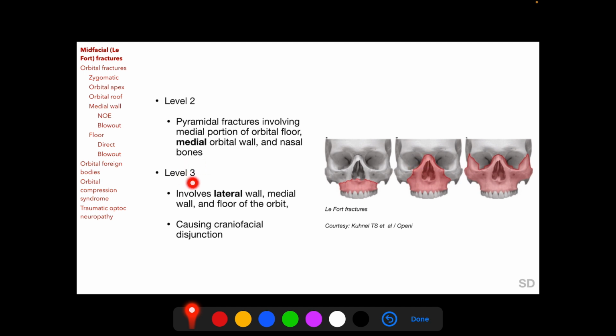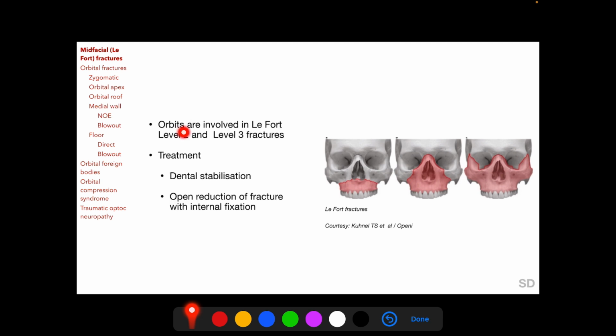And in level 3 midfacial fracture, lateral wall of the orbit, the orbital floor and the medial wall of the orbit are all involved. And usually in a level 3 fracture, there is a craniofacial disjunction in which the facial bones are connected to the base of the skull by only soft tissues instead of bone. So orbits are involved in level 2 and level 3 midfacial fracture, and treatment of midfacial fractures involve dental stabilization and open reduction of the fracture with internal fixation.